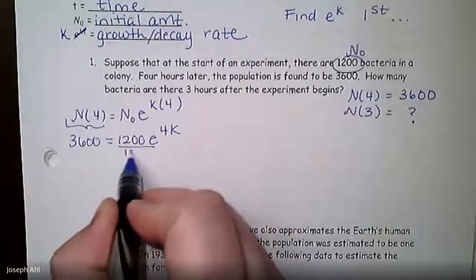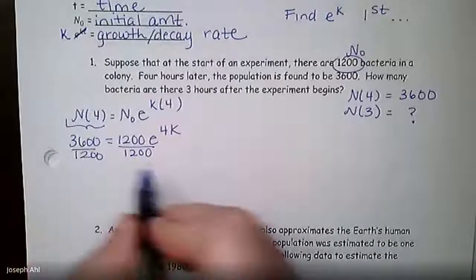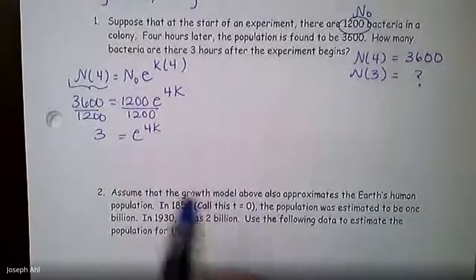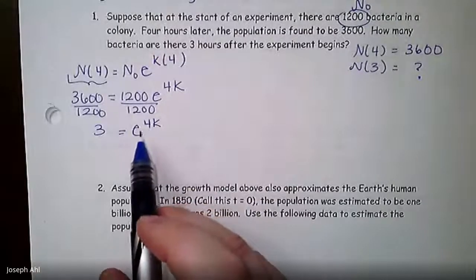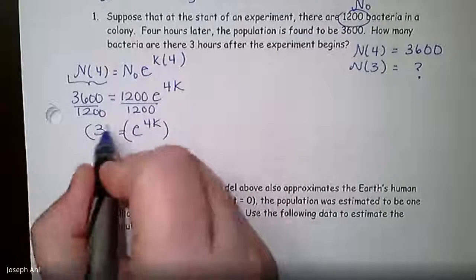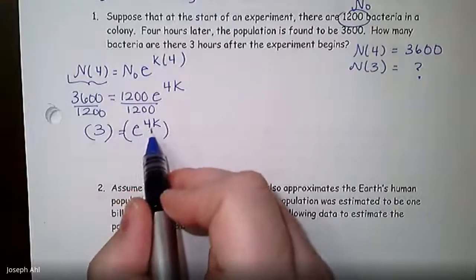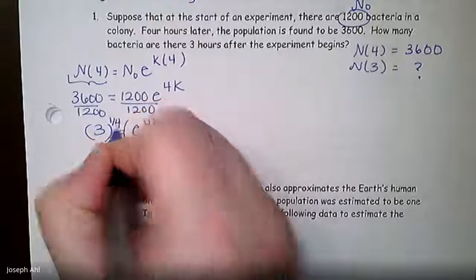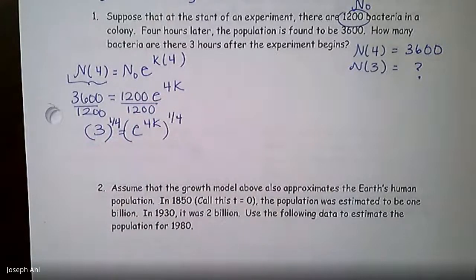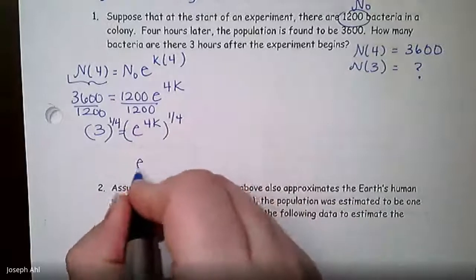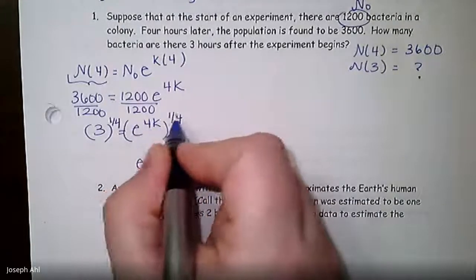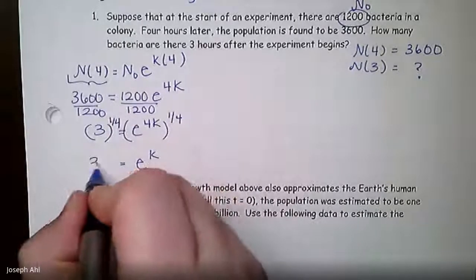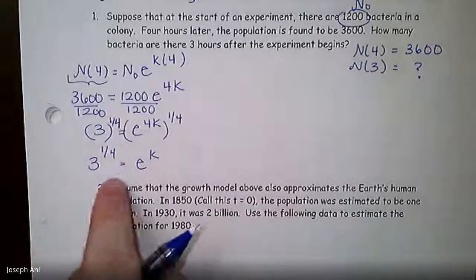So if I divide both sides by 1,200, we get that e to the 4k power equals 3 on this side. And once we've done that, I'm now going to isolate e to the k by getting rid of that 4th power. And how do I get rid of raising something to the 4th? You would raise it to the 1/4 power, its reciprocal exponent. So e to the 4th to the 1/4, those kind of undo each other. It's now e to the 1st technically. So e to the 1k is equal to 3 to the 1/4 power.